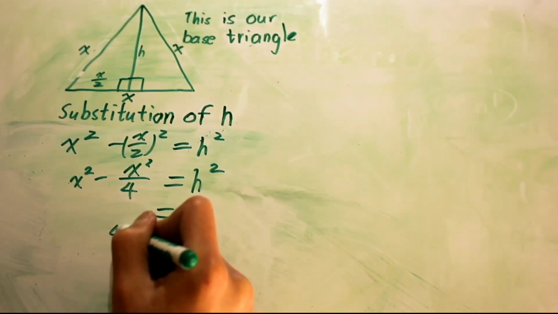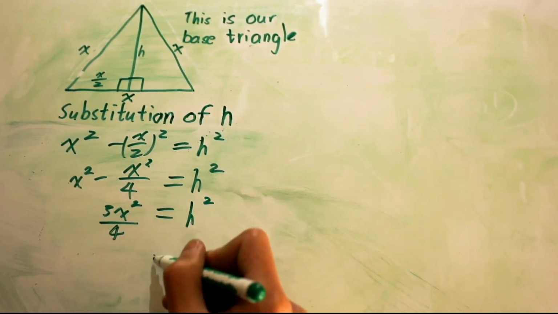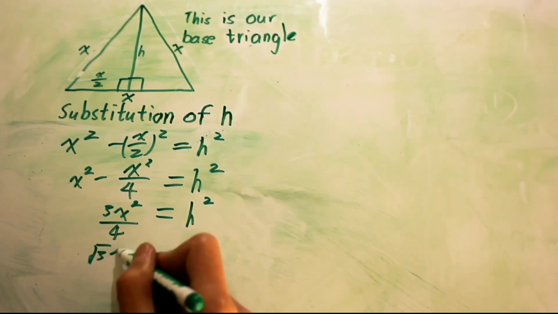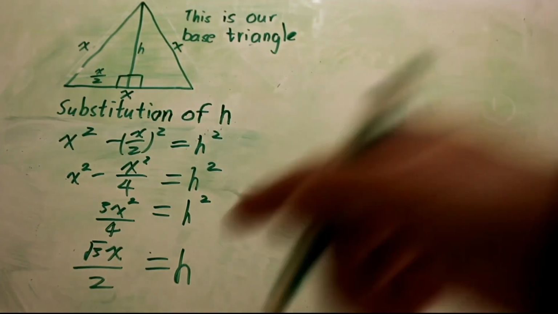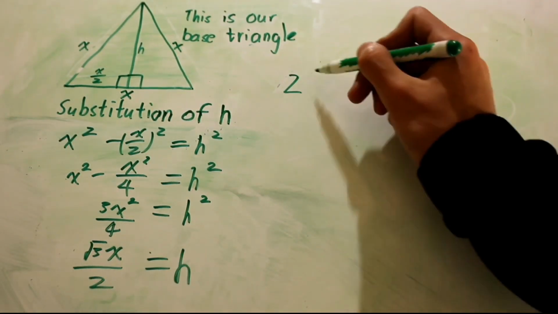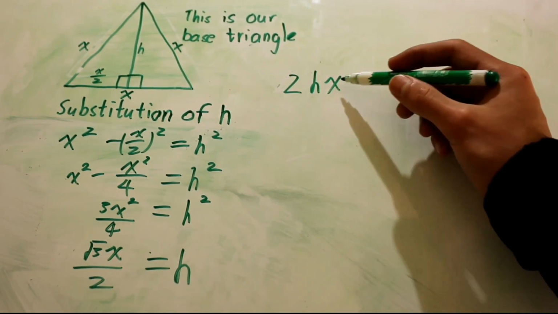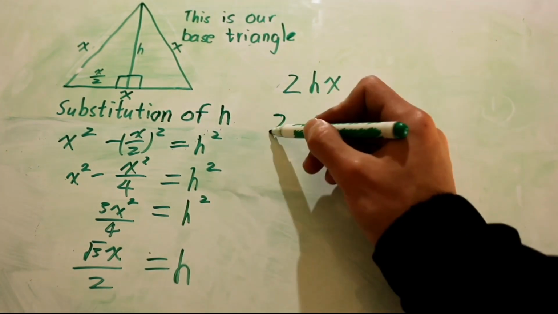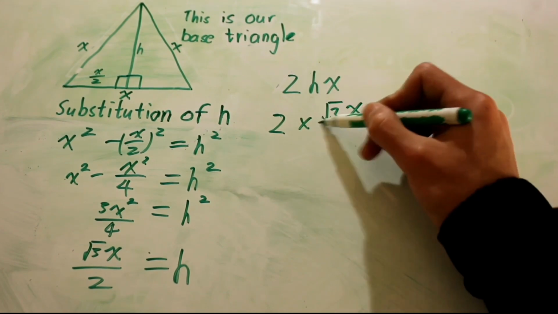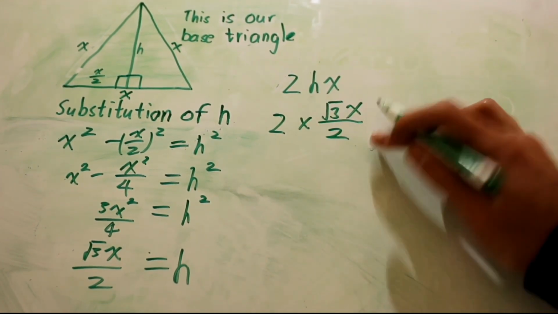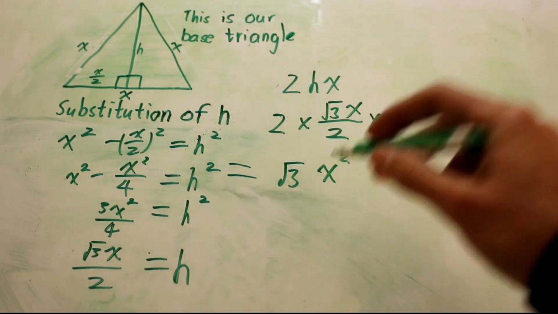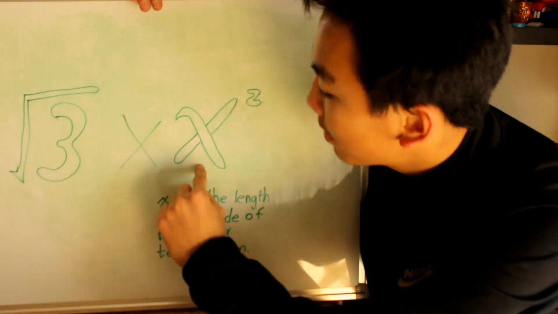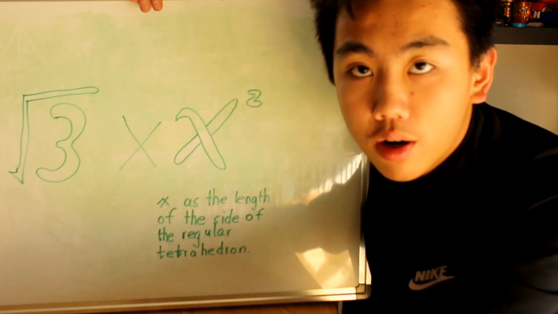And this subtraction, then getting rid of the square, we get this. So h equals square root of 3 times x over 2. Now we relate this to the equation we got earlier, 2hx, which is the surface area of the tetrahedron, and we substitute h with this. So 2 times square root of 3 times x over 2, times x, and we get square root of 3 times x squared. Yeah, that's it. Square root of 3 times x squared is the surface area formula of a regular tetrahedron.